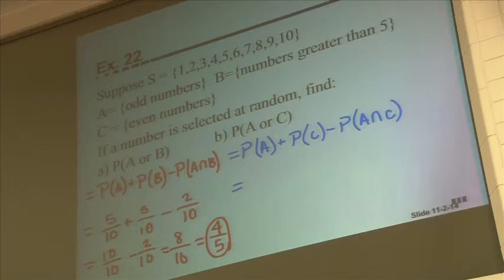5 out of 10, right? There's 5 odd numbers out of your total sample space of 10. What's the probability of choosing an even number? 5 out of 10. Okay.